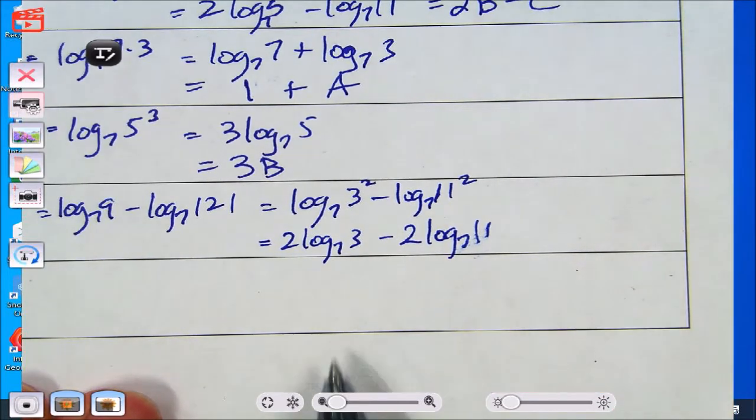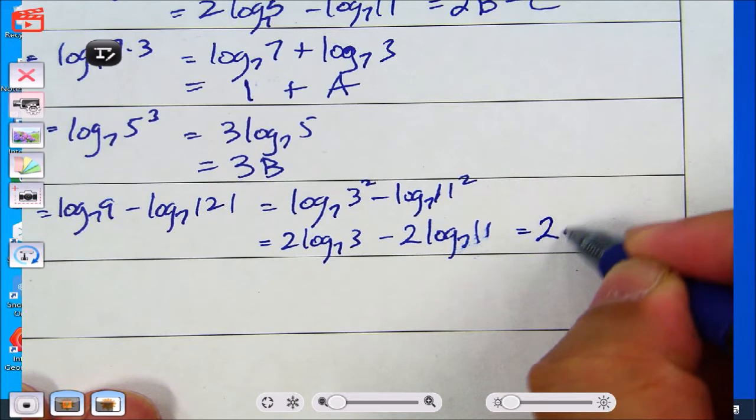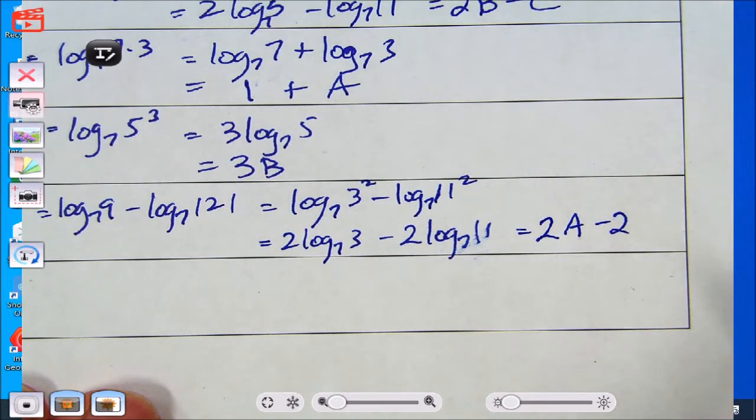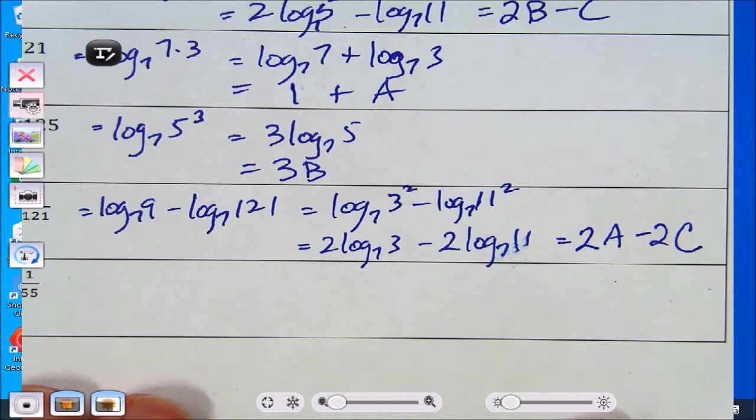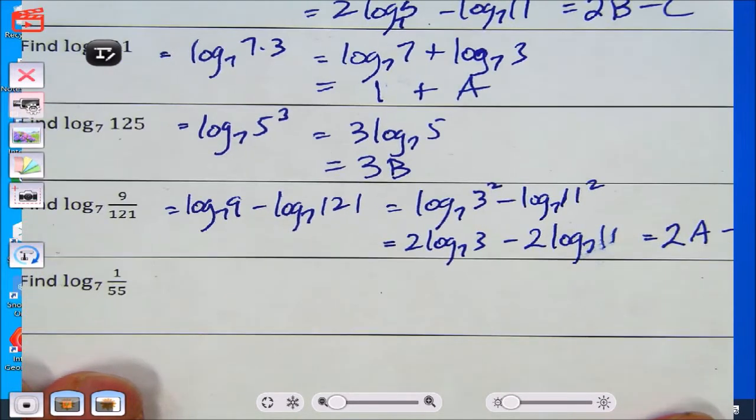Alright, what was log base 7 of 3? A. What is log base 7 of 11? C. Which way do you want me to go? Oh wait, I mean minus.